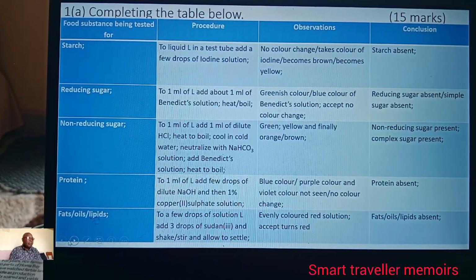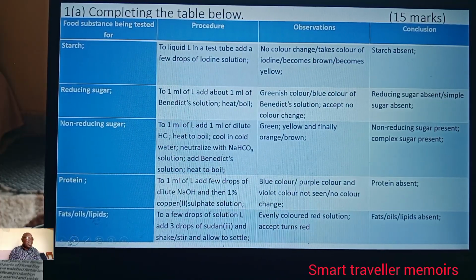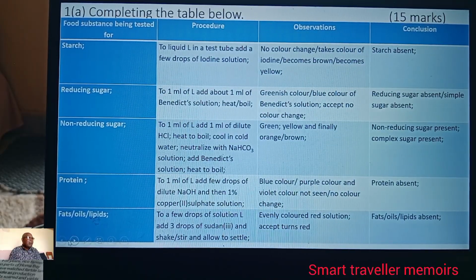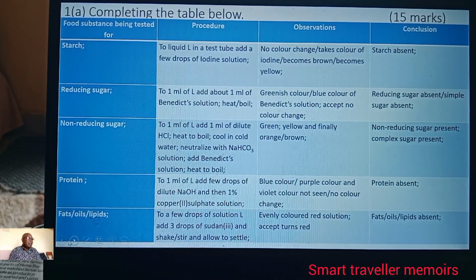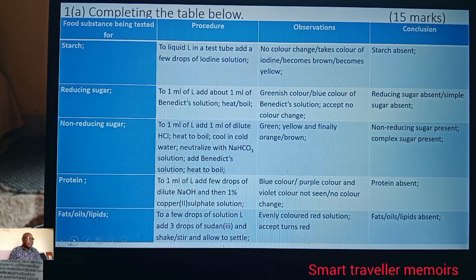Non-reducing sugar: to 1 ml of L add 1 ml of dilute hydrochloric acid, tick. Heat to boil, tick. Cool in cold water, neutralize with sodium hydrogen carbonate, and add Benedict solution, heat to boil. Observations: green, yellow, and finally orange or brown. Non-reducing sugars present or complex sugar present.